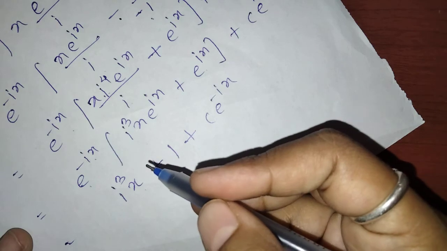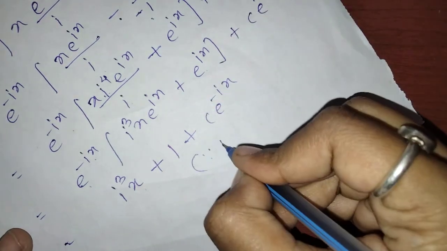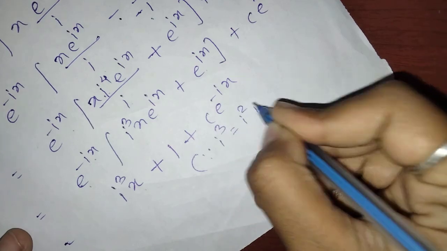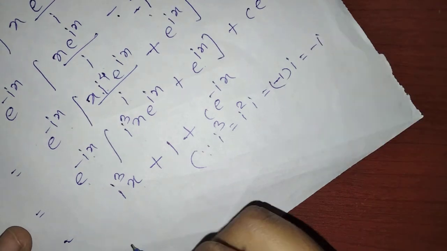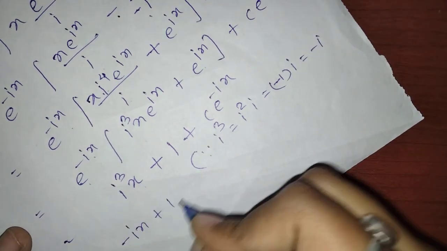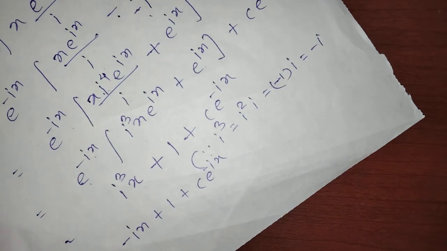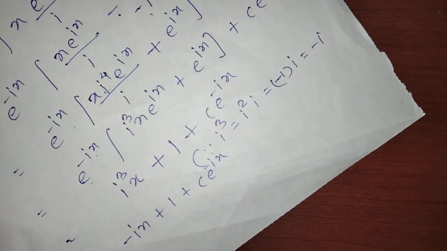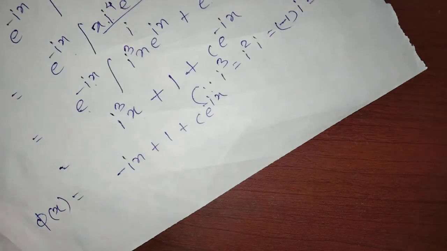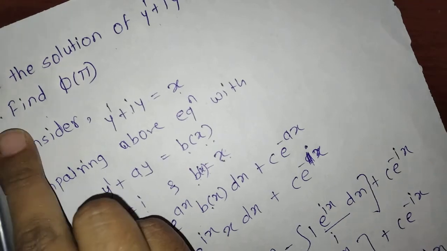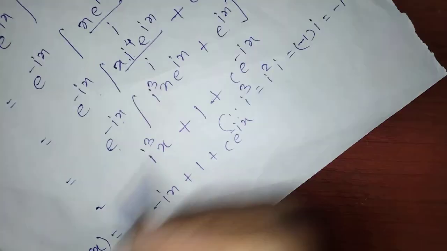i cube is nothing but minus i, because i square into i square is minus 1 and i as it is means minus i. So minus ix plus 1 plus c into e raised to minus ix. Now this is your phi of x. Now put phi of 0 is equal to 2, and we can get the value of c.